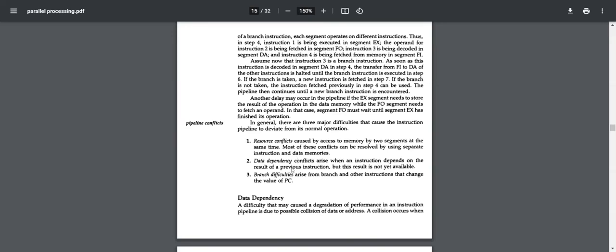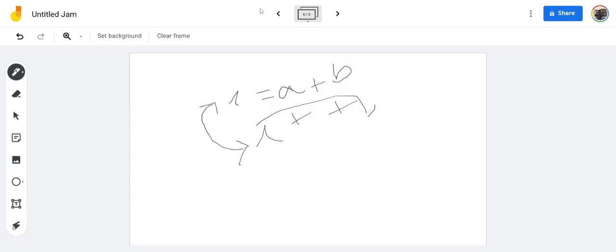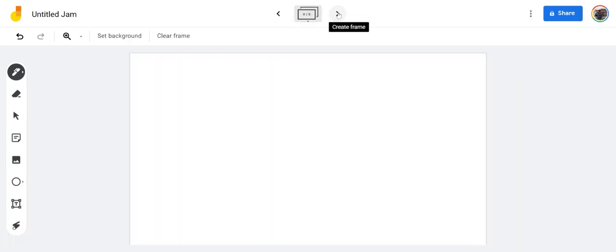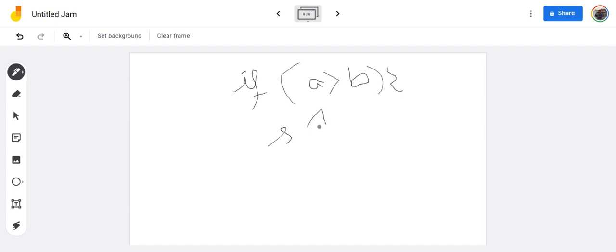And last one is called branch difficulty. So branch difficulty is something which you need to understand in a deeper way. Why? Suppose you have an instruction, if A greater than B, then try to execute statement 1, else try to execute statement 2.